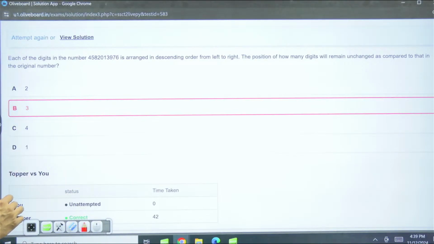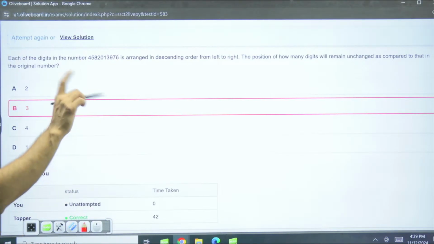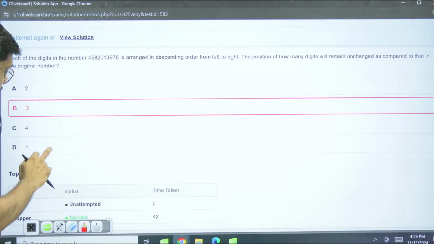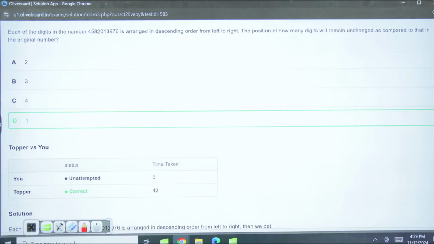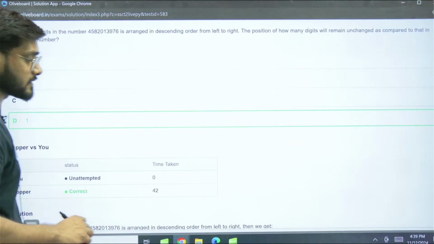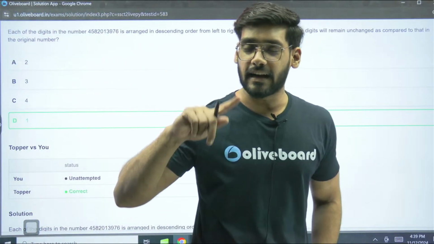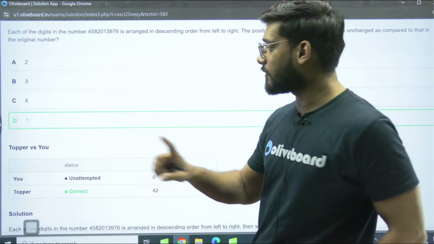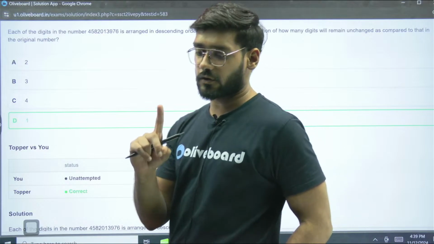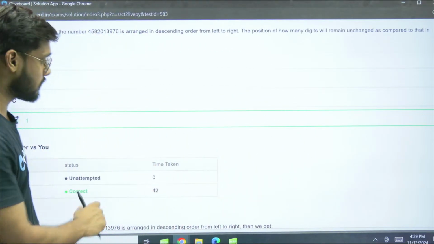So the right answer should be option D, because 1 digit is unchanged. The digit is 3, but the answer is 1, because only 1 digit is unchanged. Okay.